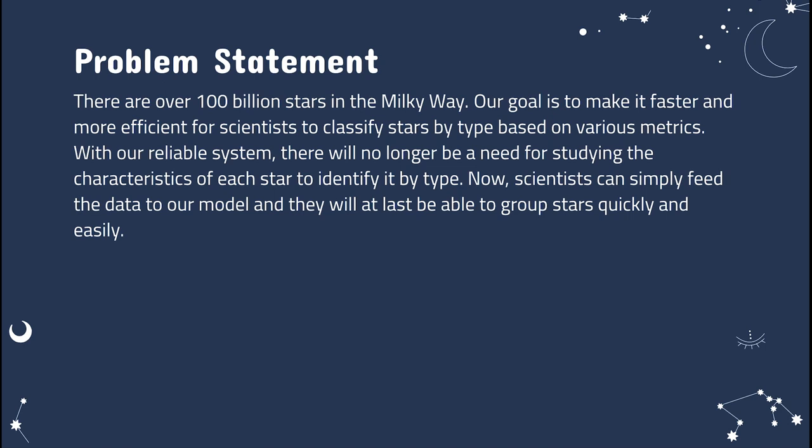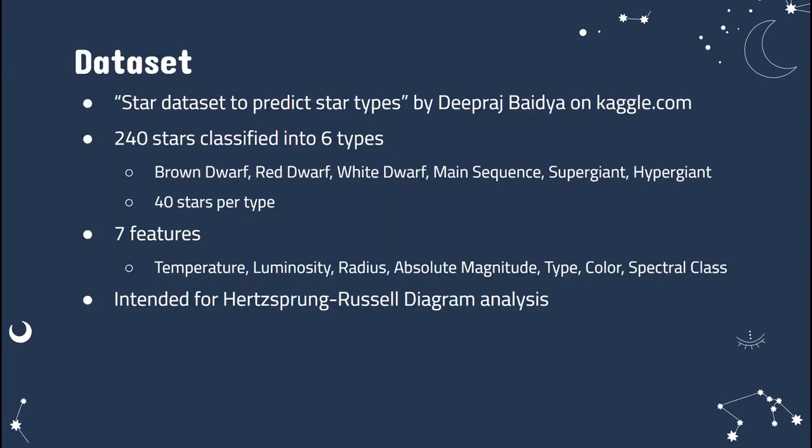With our reliable system, our goal is that there isn't going to be a huge amount of time that scientists will have to set aside to go into each one of these stars and determine the type. So with our model, scientists can simply feed the data into it, and they will at least be able to group stars quickly and more easily.